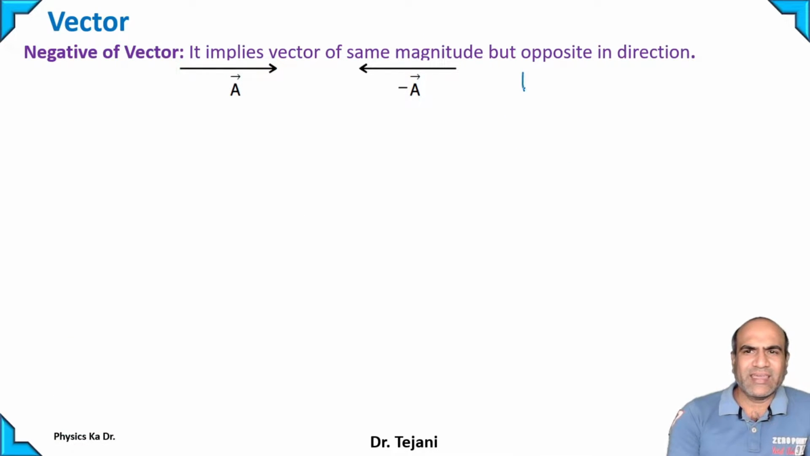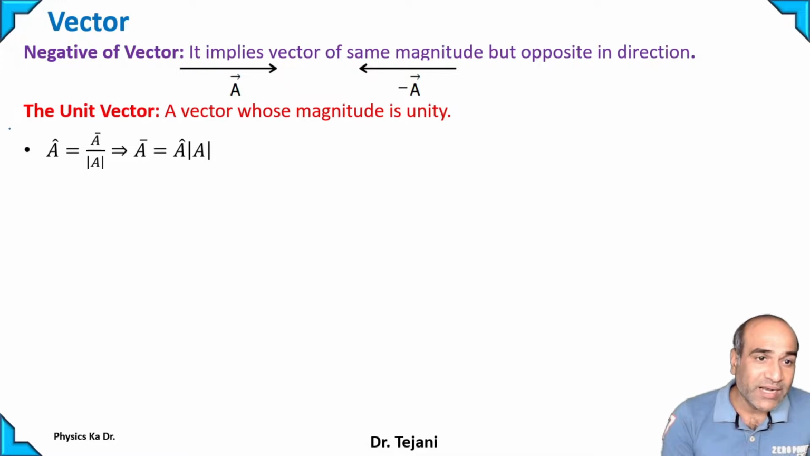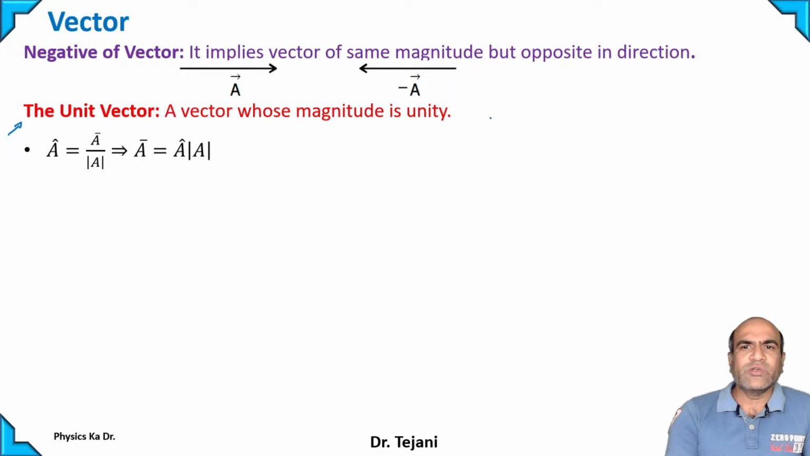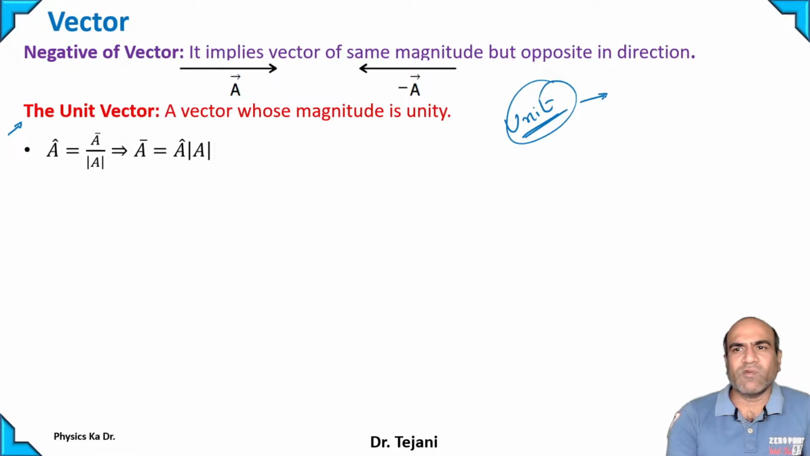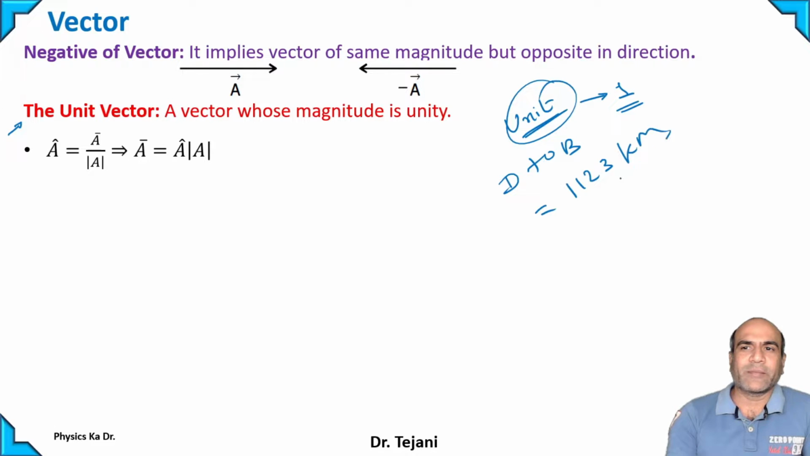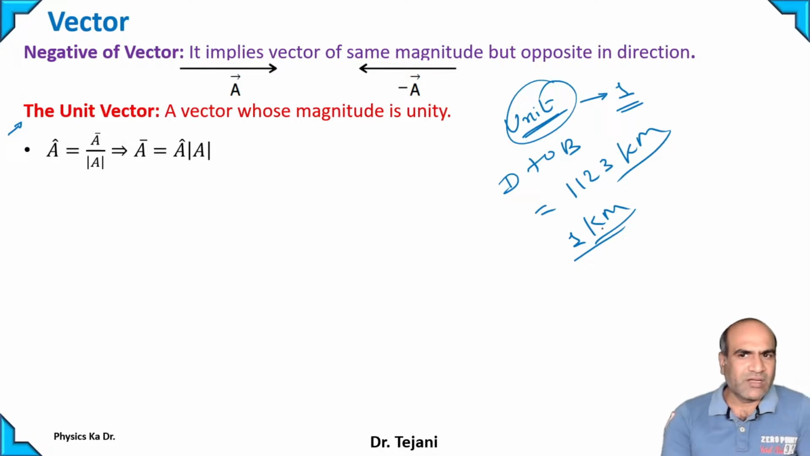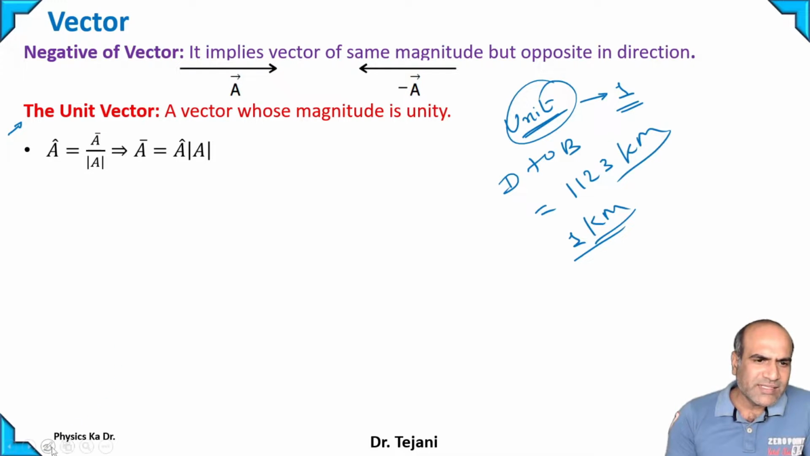Just like A, when we multiply by minus 1, it is very similar to that algebraic formula. Then the unit vector might be something new for you. See, you know that unit or unity simply represents one. Say for example, distance, our favorite, let's take Delhi to Bombay is equal to 1123 kilometers. But if I take the unit, its unit is kilometer. Then it's 1 kilometer if you take. It will be precise, right? So a similar case is applicable here.